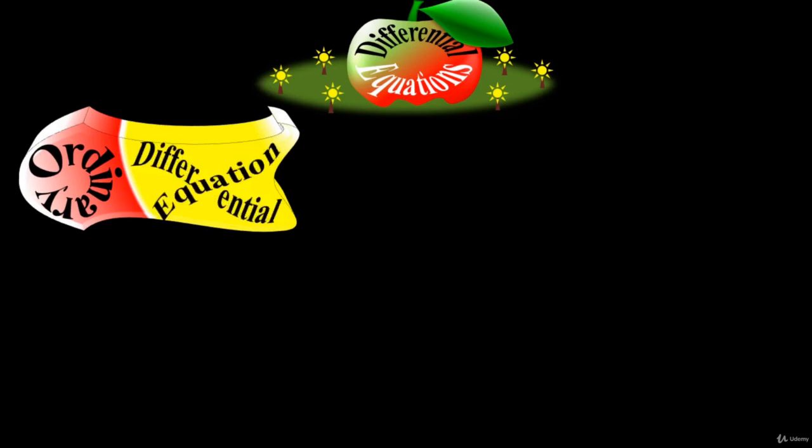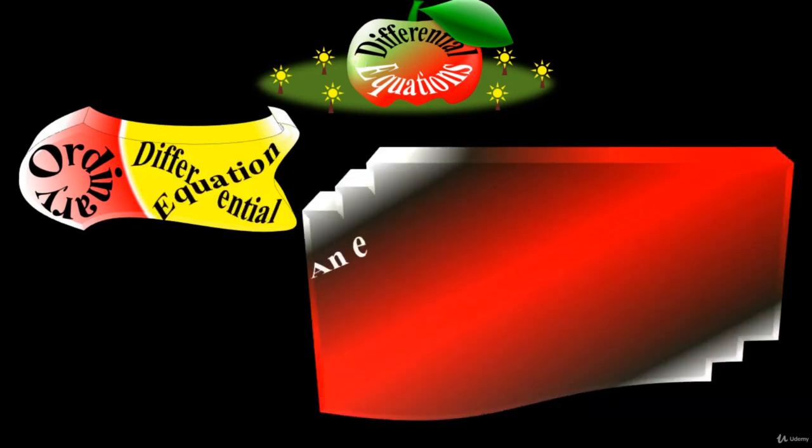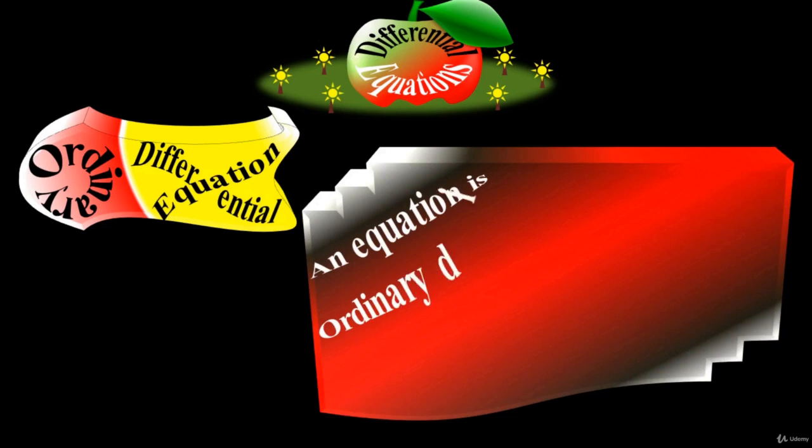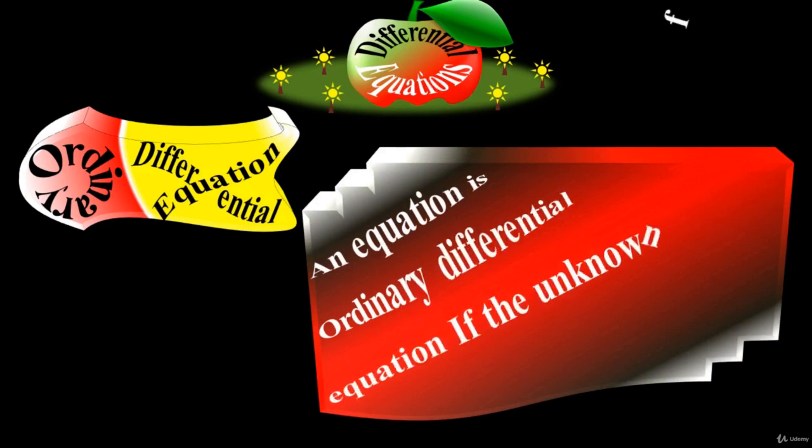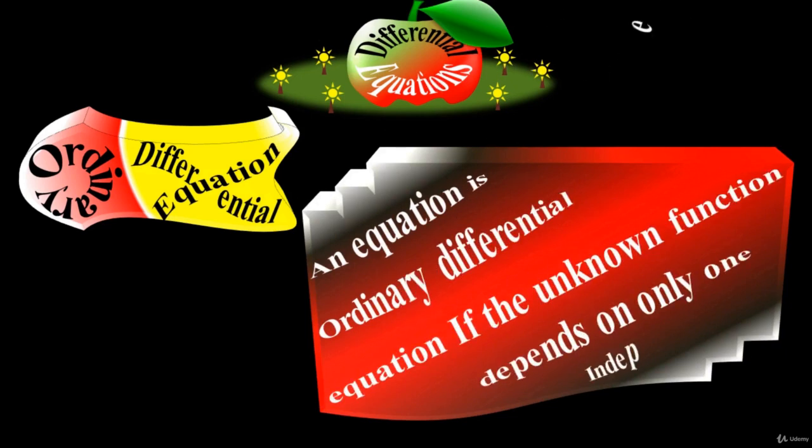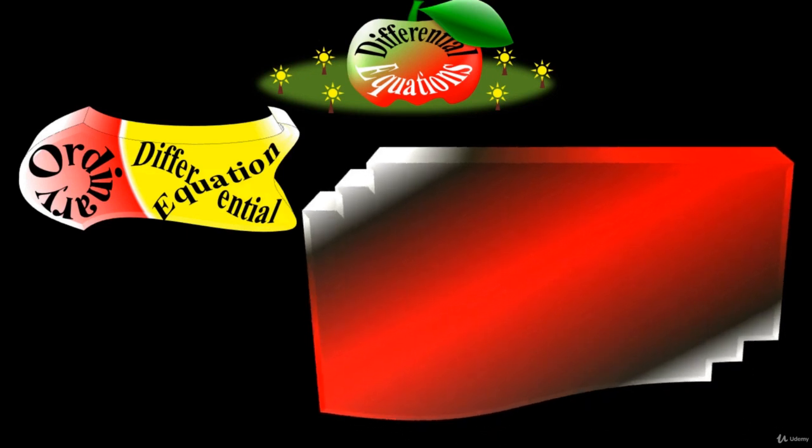What is an ordinary differential equation actually? An equation is an ordinary differential equation if the unknown function depends on only one independent variable. A differential equation which has only one independent variable is an ordinary differential equation.